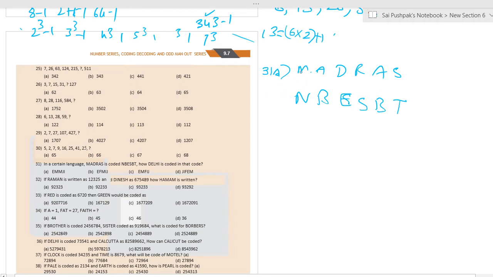Guys, if you observe, in Madras, M became N, A became B, D became E, R became S, A became B, S became T. So it means you need to add one alphabet to get the code. Okay, so how do we code Delhi? Simple, DELHI. Add one alphabet.